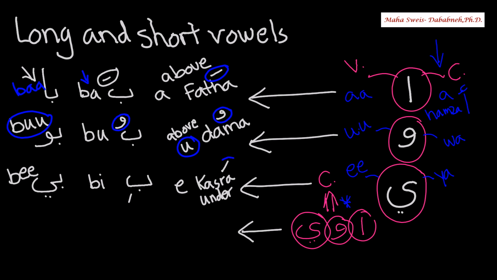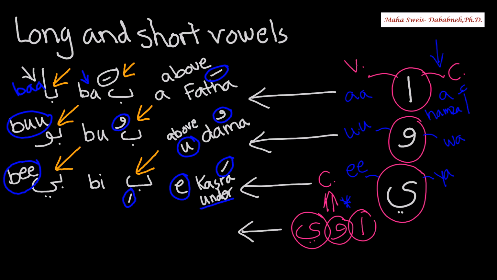The third one, kasra. Kasra is the counterpart of ya. Kasra all the time, you write it underneath the letters. You read it i. Ba with kasra, you will say bi. Ba with ya, you will say bee. One more time. Ba, baa. Bu, boo. Bi, bee.